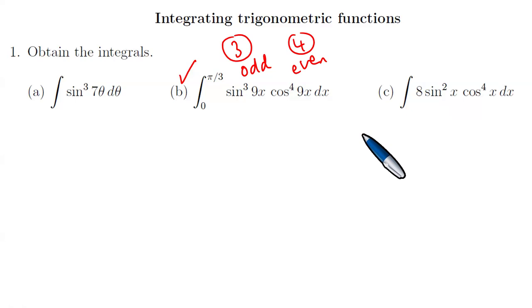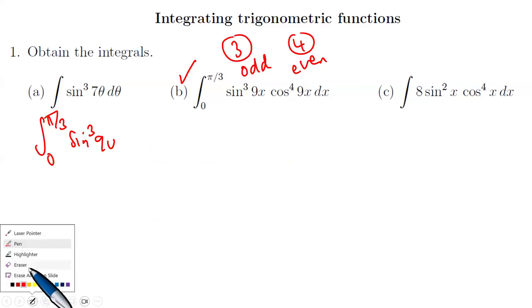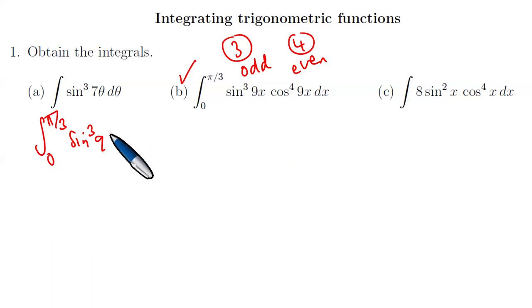So you need to actually have a strategy, but a strategy that will allow us to get the answer with so much ease. Now, what exactly do we do at this point? We take a look. We're going to first deal with the fact that we have the integral from 0 to pi of sine cubed 9x cosine to the fourth power of 9x dx.